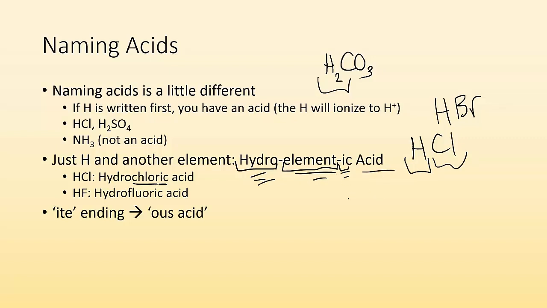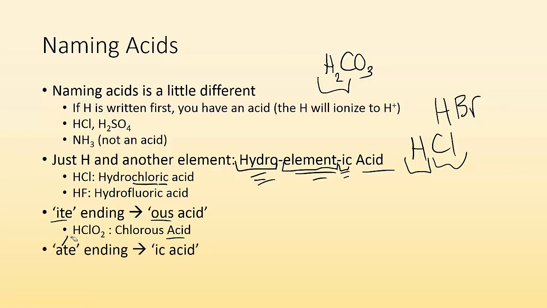Now, if your acid is made with a polyatomic ion that ends in ite, you're going to change it to us acid. I remember it like this: you get the itis. If it's got the ite ending, you change it to us. So if I had HClO2, well, ClO2 is chlorite. Because it's an acid, since it's got a hydrogen in front, you just change the ite to an us ending and add the word acid. So that'd be chlorous acid.